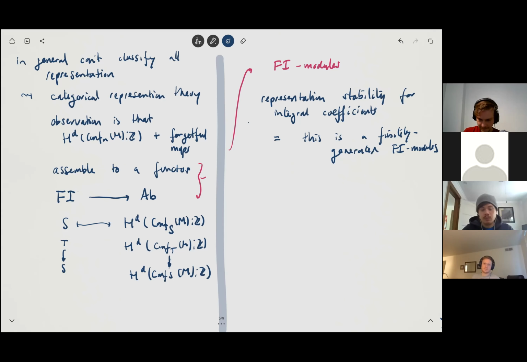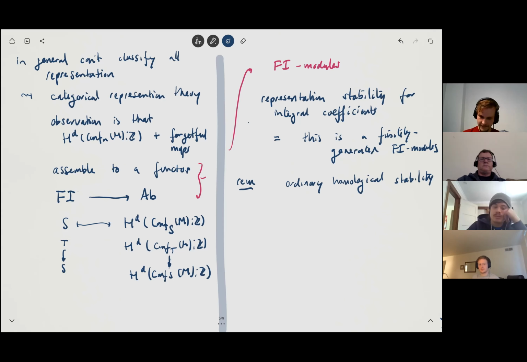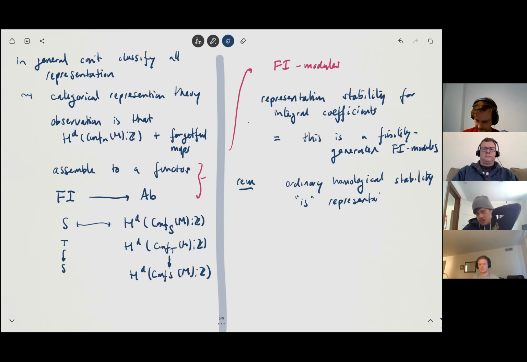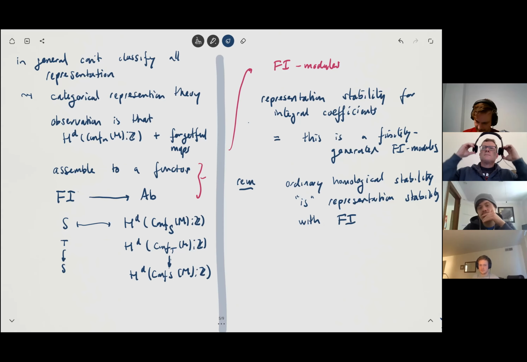Okay. So maybe it's good to just connect this back to what we talked about before. We talked about ordinary homological stability. It fits in a similar framework, but it's just quite degenerate. So ordinary homological stability is representation stability where you replace this category FI with the poset of natural numbers ordered by less than or equal.